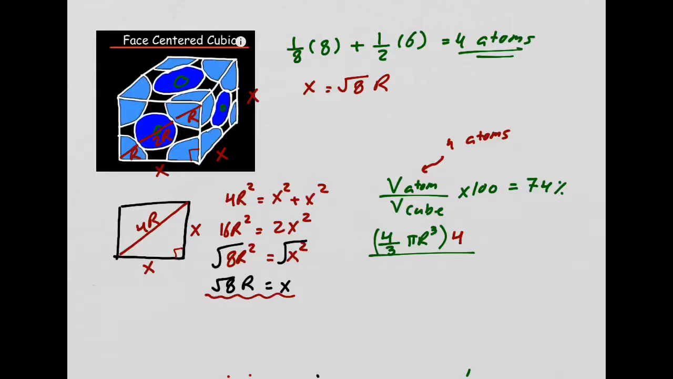Now, I know that the volume of the cube is going to be x cubed, and my x is square root of 8 times r, and I'm going to cube it. You guys follow that? One more time. Because x times x times x would be the volume of the cube, and my x is square root of 8 times r, so square root of 8 times r, cubed, would be the volume of the cube. And now, if we do that, and you times it by 100%, you should get around 74% efficiency, and you'll see that you will get that.